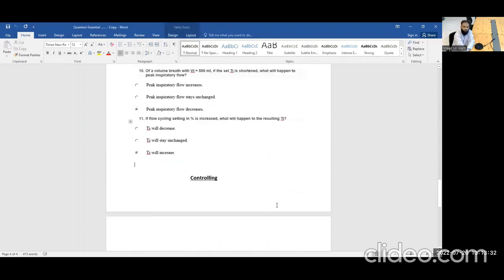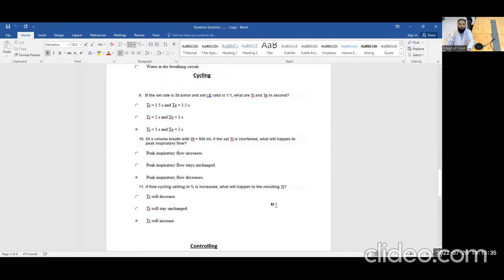Question number 9. If the set rate is 20 breaths per minute and the IE ratio is 1:1, what are TI and TE? Option 1, TI is 1.5 seconds and TE is 1.5 seconds. Option 2, TI is 2 seconds and TE is 1 second. Option 3, TI is 1 second and TE is 2 seconds. The answer is option number 1, TI is 1.5 seconds and TE is also 1.5 seconds.